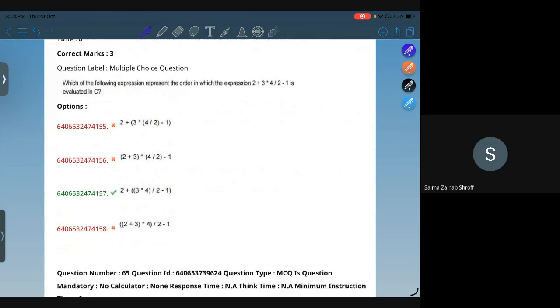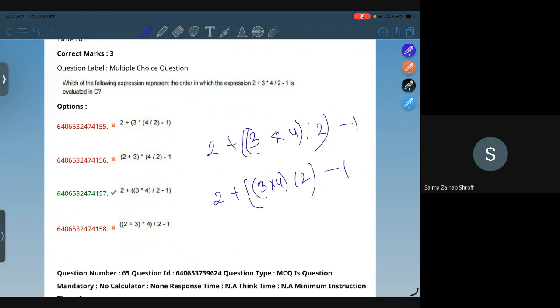How will this get evaluated? 2 plus 3 into 4 divided by 2 minus 1. In this part, 3 into 4 will get evaluated first because it has the highest precedence. So 2 plus 3 into 4 first. Once this is done, then this thing, and then plus and minus. I think plus is higher than this.